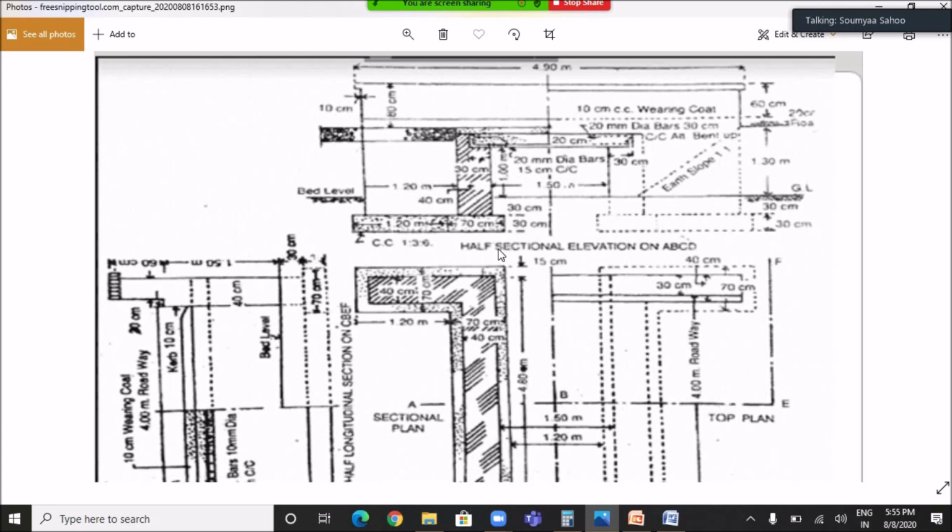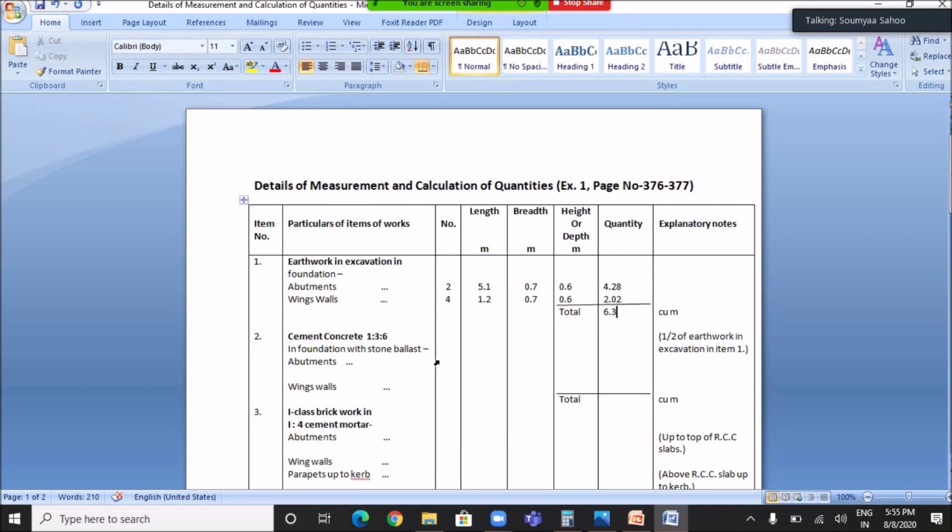Similarly, for wing walls, the cement concrete work is done from this point to this point. So the length is 1.2 meter and the breadth of wing wall is 70 centimeter or 0.7 meter for which the cement concrete work is to be done, and the depth of wing wall for which cement concrete work is done is from here to here, which is 30 centimeter or 0.3 meter. So let's quickly fill this data.